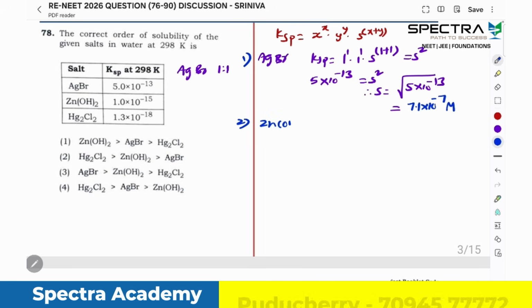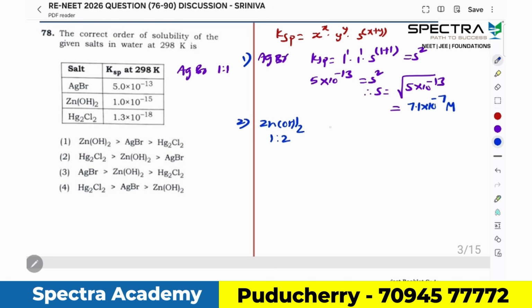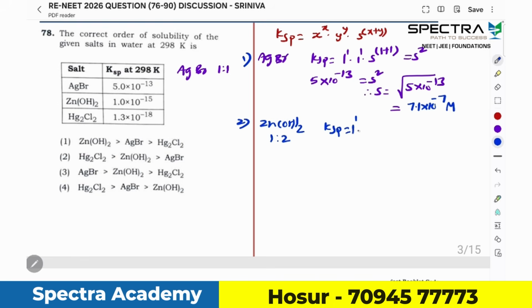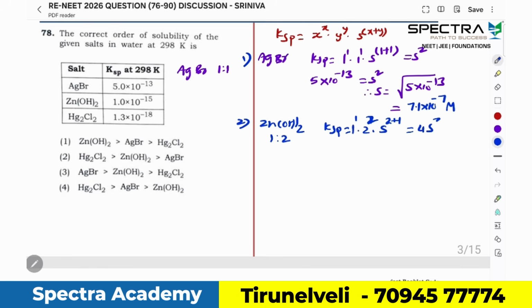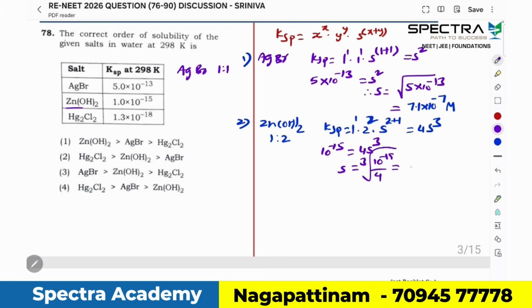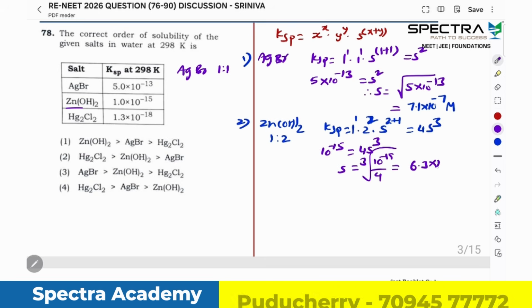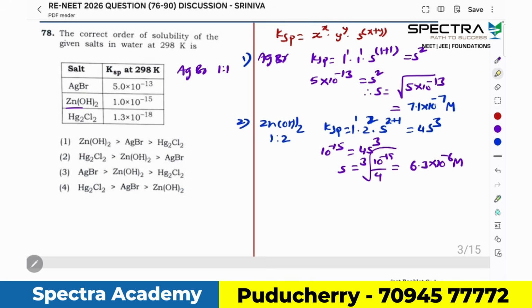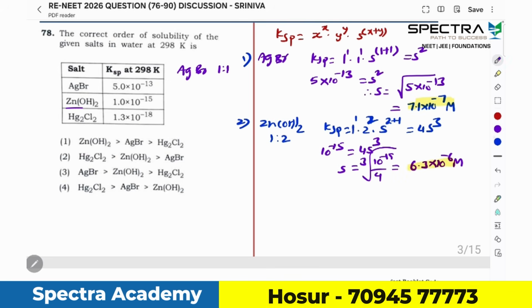Second one, Zn(OH)2. It is a 1:2 type. Ksp is equal to 1 power 1, 2 power 2, s power 2 plus 1. That means 4s cube. Ksp value is given for zinc hydroxide, 10 to the power of minus 15 is equal to 4s cube. Then s is equal to the cube root of 10 to the power of minus 15 by 4. After solving this, you will get the value 6.3 into 10 to the power of minus 6 molar. Between 10 to the power of minus 7 and 10 to the power of minus 6, which is the higher value? Definitely 10 to the power of minus 6 is the highest value.